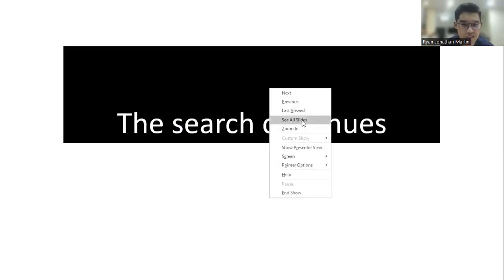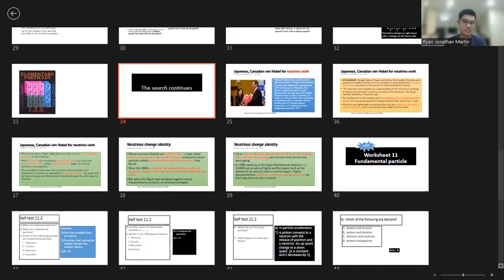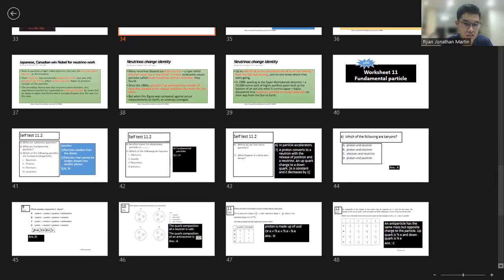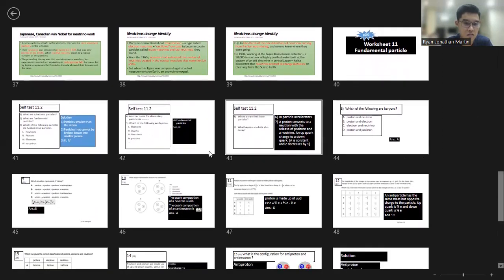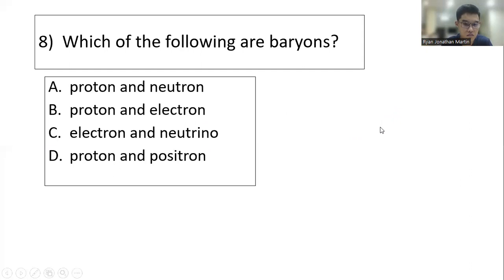The search continues, so we won't bother about all the history. Then let's try some of the questions. Which of the following are baryons? Memory work only, nothing much I can teach you about.